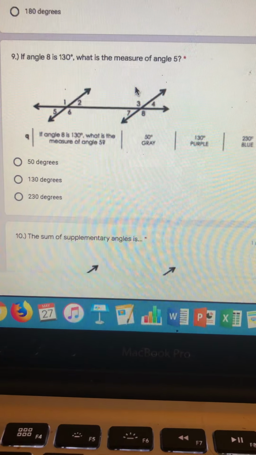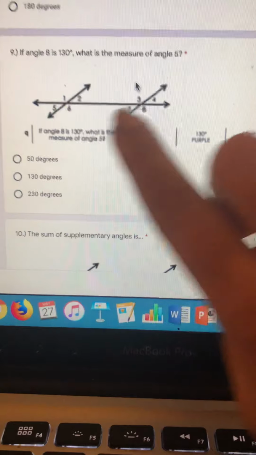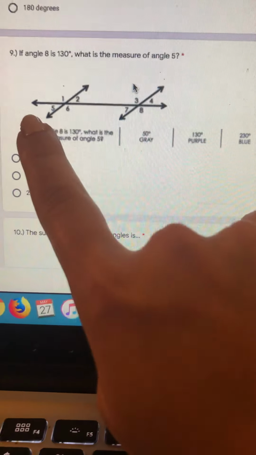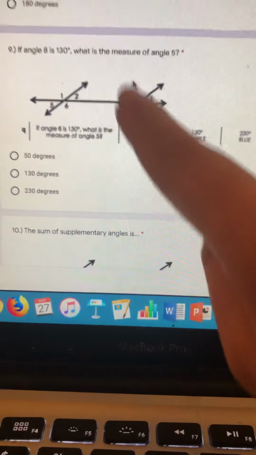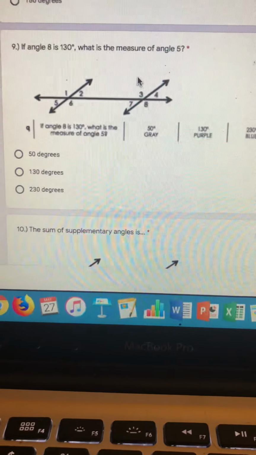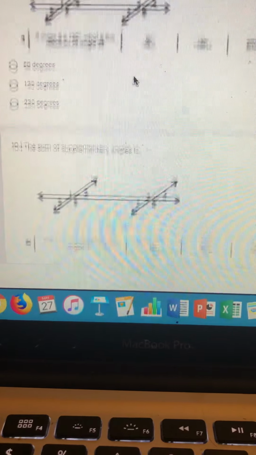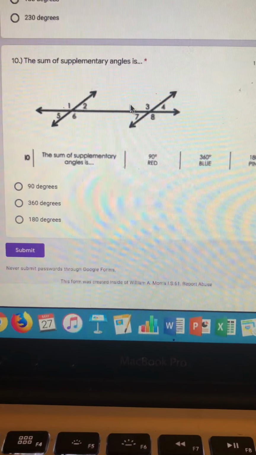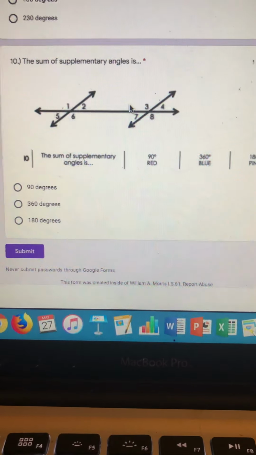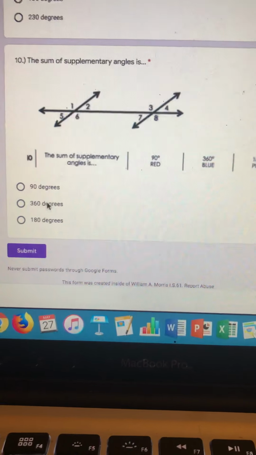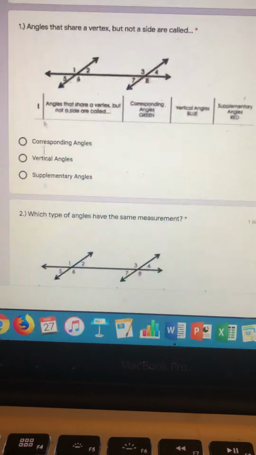9, if 8 is 130, then what is 5? Again, these are just exterior angles. If you do the dot test, you'll see that 8 has a dot and 5 doesn't. So that means something. Use your notes to help that one out. And then 10, the sum of supplementary angles is, I am not helping you with this question. You should all get this one correct at this point, okay? Then you click submit and you move on.